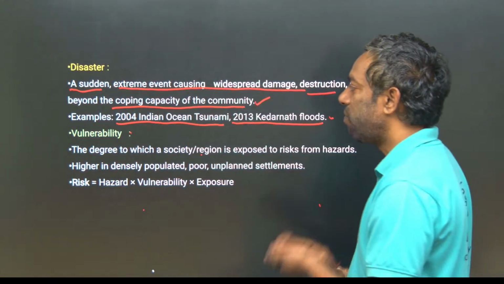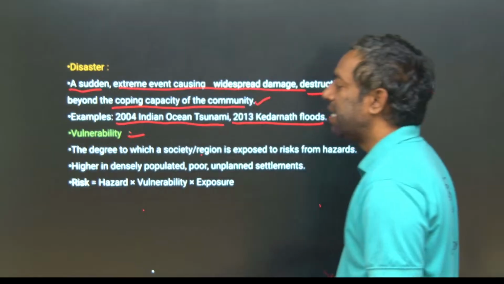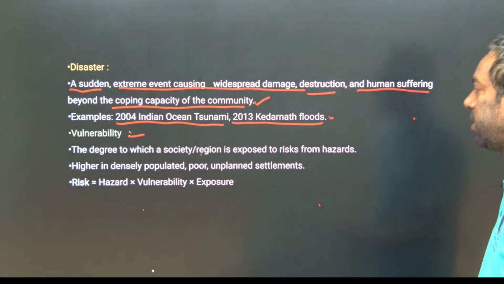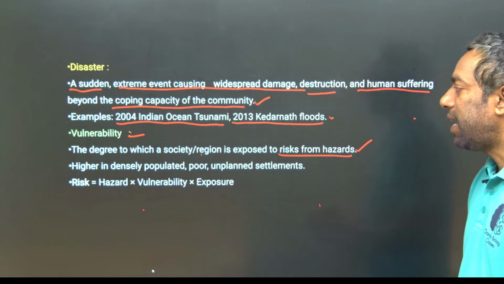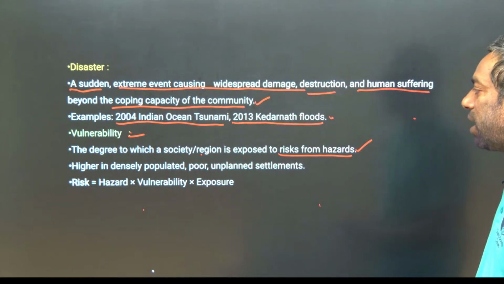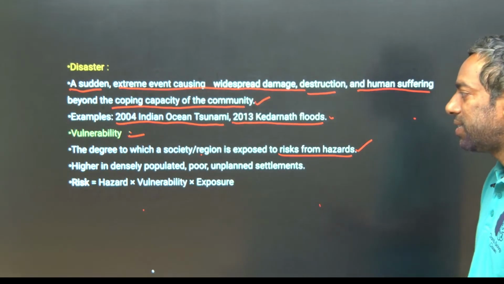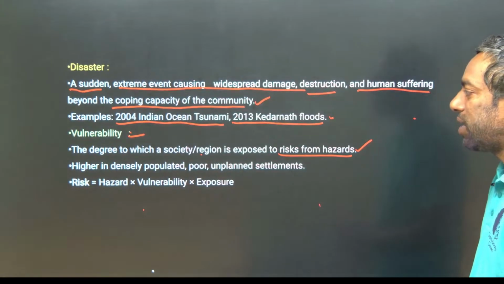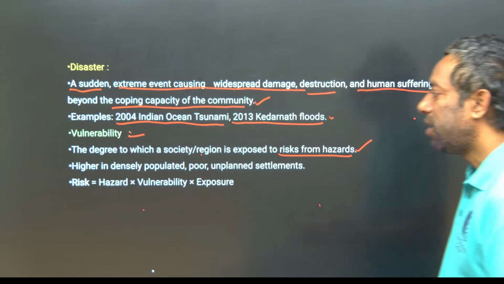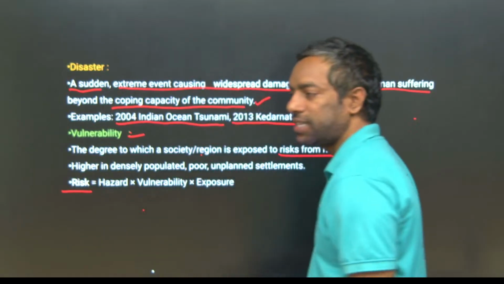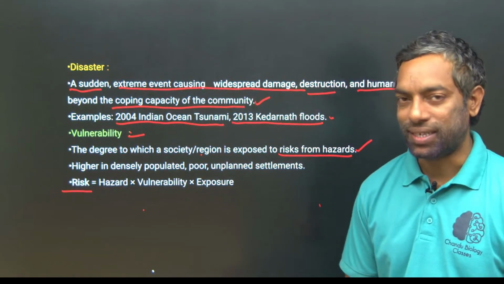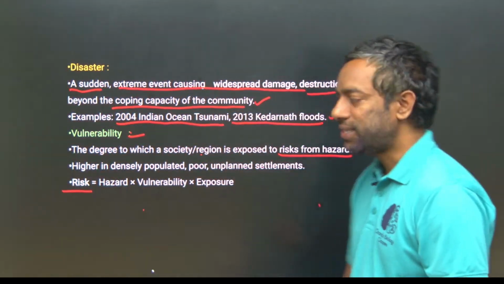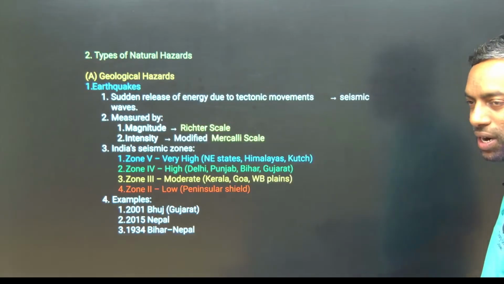What is vulnerability? It is the degree to which a society or region is exposed to the risk of hazards. Dense population and poor, unplanned settlements lead to disaster. Risk is hazard into vulnerability into exposure; all of these add up to risk, guys. I hope you understand.